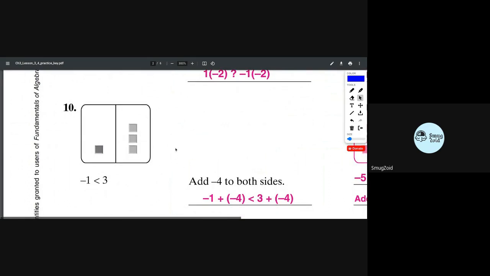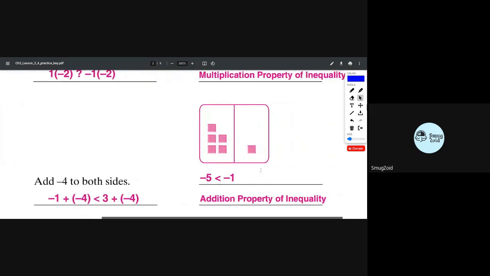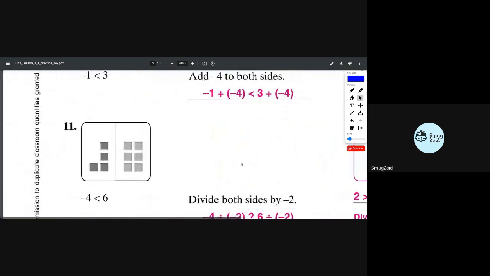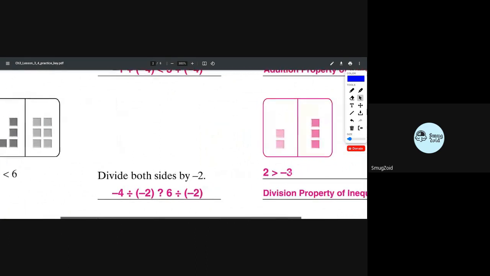Looking at this one, you're going to add -4 to each one. So if this is -1 plus -4, and this is 3 plus -4, your numbers still pan out the way they should. So it's -5 less than -1. That's the addition property of inequality. And this one, oh, we have a thing. We have 4, -4, and you have a 6. You divide both sides by -2. You're going to flip the sign. That's what they're showing you.